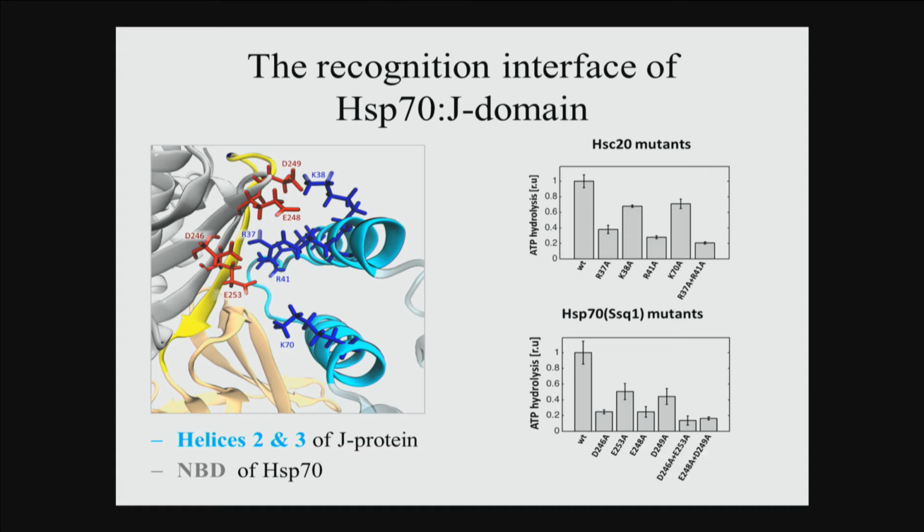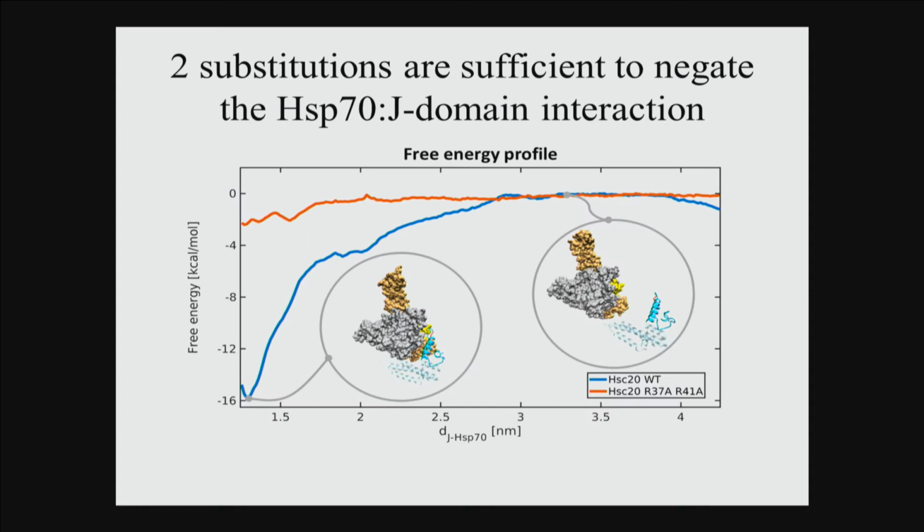So we confirmed it with biochemical ATPase assays. So we measured the ability to hydrolyze ATP by these proteins. And we've seen that if we mutate these residues, we see almost no interaction. We also performed some simulations that showed that two substitutions, two alanines, are sufficient to completely negate the interaction. So no affinity here. So we can see that this recognition interface is important.